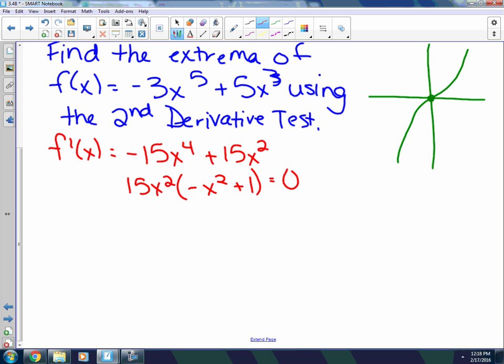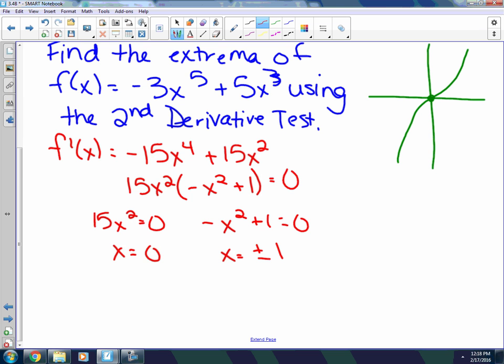So set each part equal to 0. Here, divide by 15, square root, x equals 0. Here you can add x squared to each side, so you have 1 equals x squared. Square each side, what do you get for your critical number? Good. Okay. Is there any spot where this is going to not exist? No. Those are polynomials. They're going to work. So we've got 3 critical numbers.